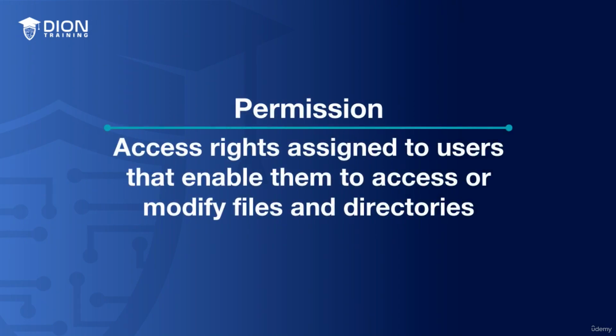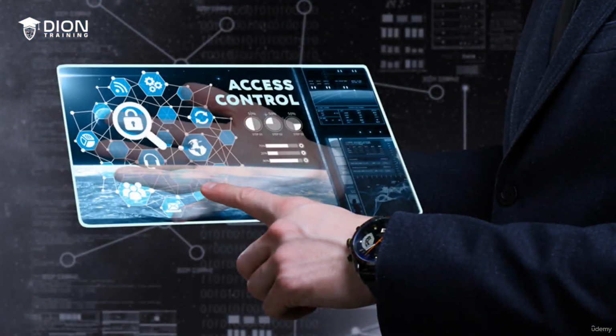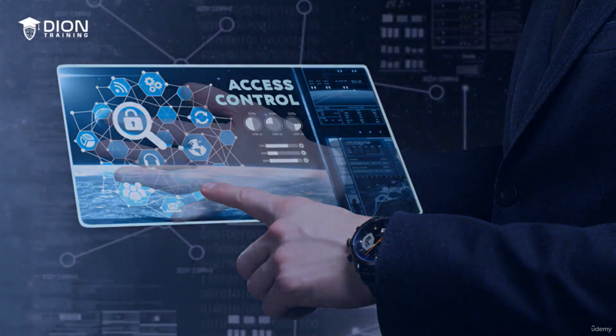Permissions are access rights that are going to be assigned to users, which enables them to access or modify certain files and directories. They can be set at different levels and for different access contexts as well. These access rights are going to enable you to configure who is allowed to access an object and who is restricted from accessing that object.